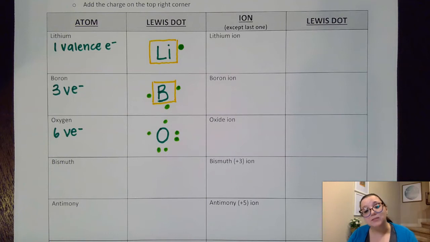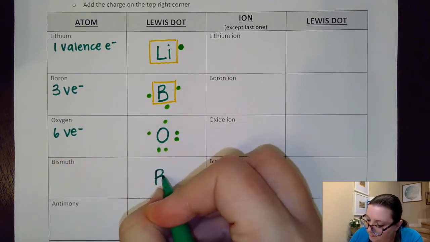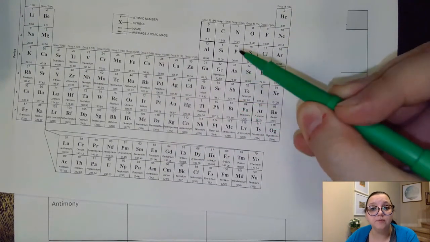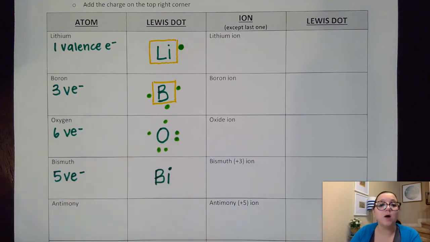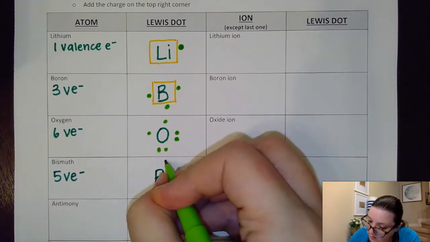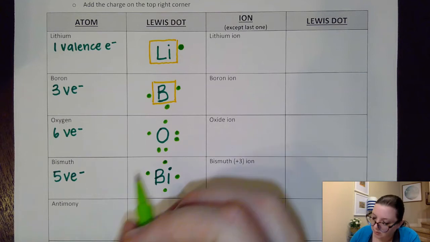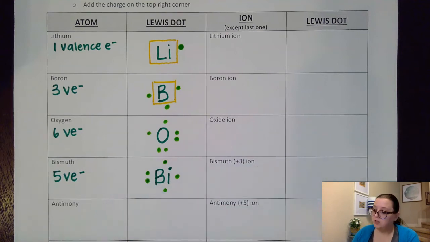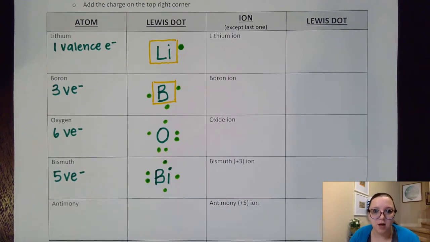All right, let's do one more atom together on this top part. We're going to do bismuth, which is Bi. I would come to my periodic table, and I see that bismuth is in group 15, so that means I'm going to have 5 valence electrons. And so I'm going to show my 5 dots: 1, 2, 3, 4. Now for the 5th one, it doesn't matter where you double it up. You could double it up on top, on the side, on the bottom, or on this other side. You just want to pick a side and double up. So 3 of the sides should have single dots, and 1 of the sides should have a pair of dots.